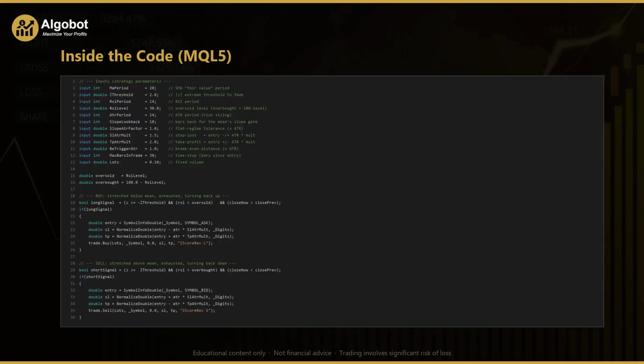calls trade.sell. Notice how symmetrical the two sides are, and how every stop and target is expressed as a multiple of the average true range rather than a fixed number of pips. That's what lets the same logic adapt to different instruments and different volatility conditions.